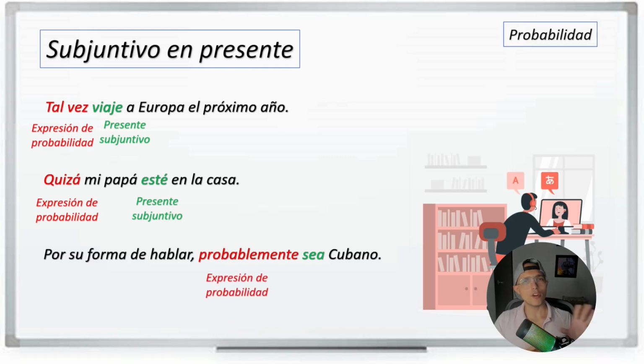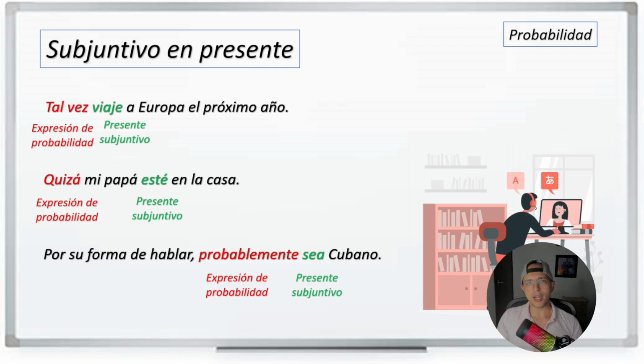So, por su forma de hablar, because of his way of speaking, by the way he speaks, probablemente sea cubano. Probably he's Cuban, or he's probably Cuban. Again, probablemente is an expression of probability, the same as quizá or tal vez. And sea is the verb to be in present subjunctive. So probablemente sea: he may be Cuban. Let's repeat the three words we have: tal vez, quizá, or probablemente. Those are the three words I want you to remember from this lesson.